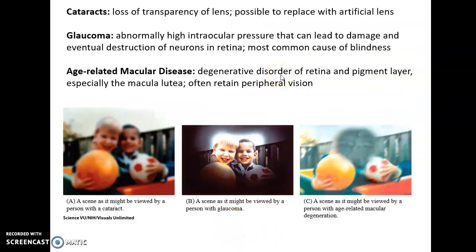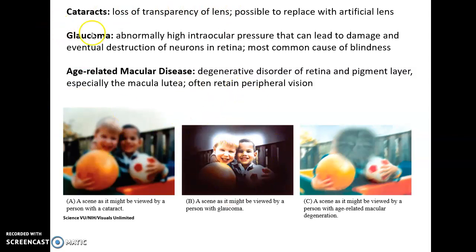All right, the three most common causes of blindness are, first, cataracts, where the lens becomes opaque slowly over time, and what they see becomes fuzzier and fuzzier. Luckily, that can be treated by replacing the lens that's becoming opaque with an artificial lens.